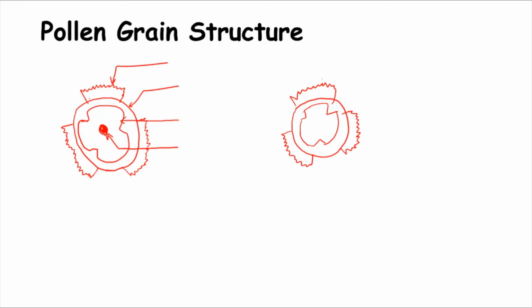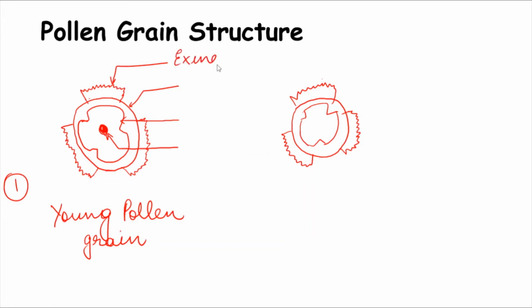The pollen grain, a young pollen grain, is represented in diagram number 1. This is a young pollen grain. Like the mature pollen grain, it is composed of two membranes. The outer membrane is rough and it is called exine, whereas the inner membrane is smooth and it is called intine.